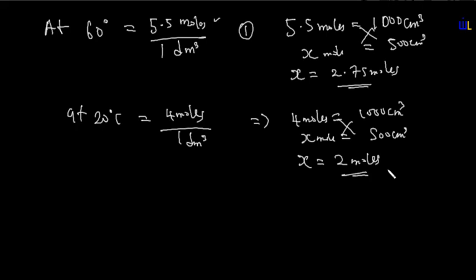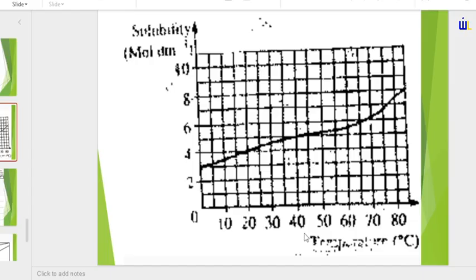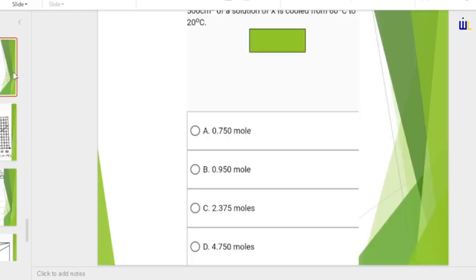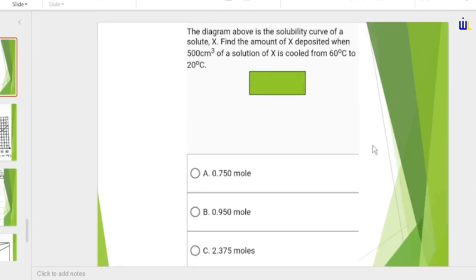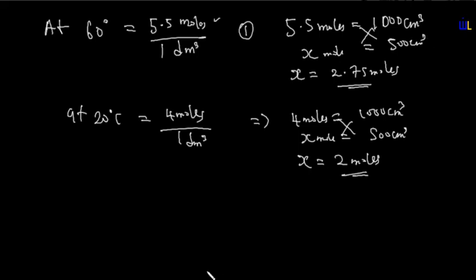Do you understand? Yes, sir. Good. Now, let's go back to the question. What did the question say we should actually find? The question says that we should find the amount of X, that's the amount of crystal, when you cool from 60 to 20. Please, how do you find the amount of crystal? Do you still remember?